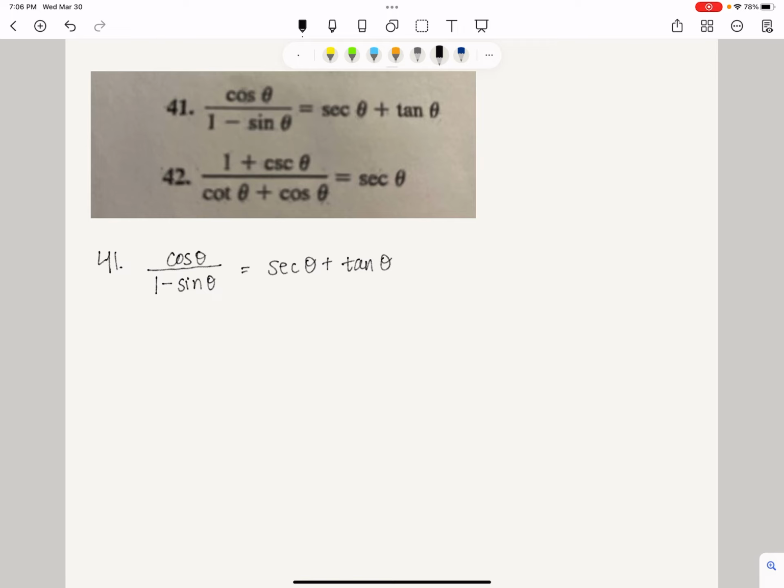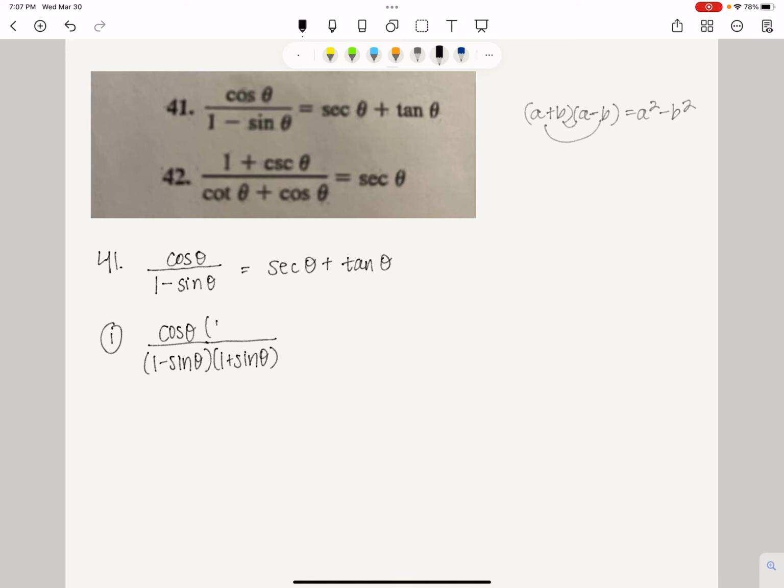right-hand side. So one of the things that we can do is we can multiply by conjugates. So remember, conjugates are a plus b times a minus b, which gives you a squared minus b squared. The outer and the inner cancel out. So when you multiply by conjugates, you end up with a difference of squares. And a difference of squares is exactly what we want on this problem. I'm going to multiply both the numerator and the denominator by 1 plus the sine of theta.